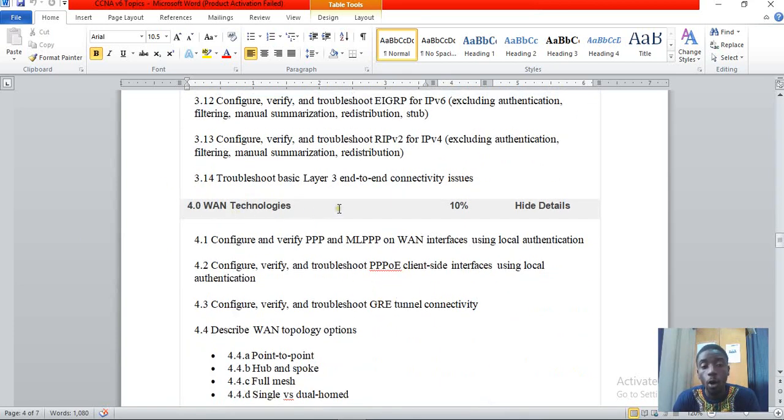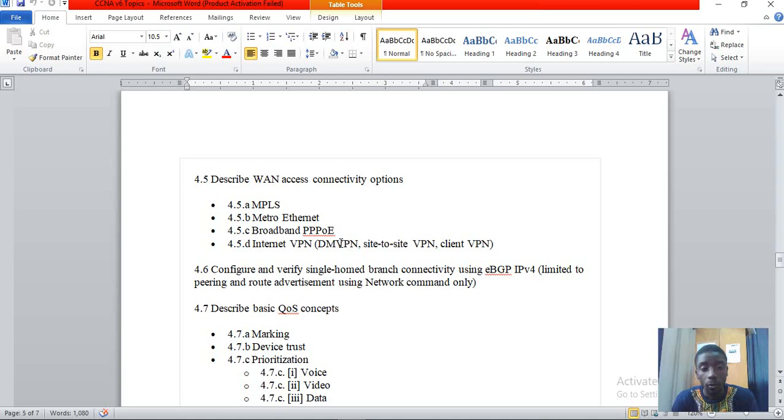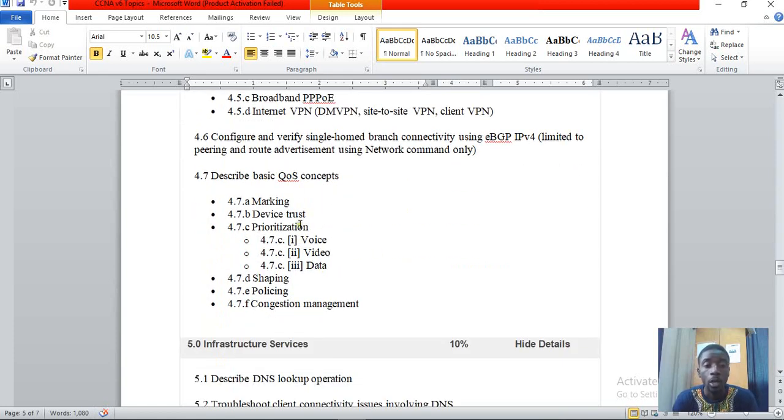We'll also have WAN technologies that we'll talk about. That is, we'll talk about PPP, point-to-point protocol, MPLS, MLPPP, and WAN interfaces. We'll also talk about PPPoE. We'll discuss GRE, and we'll also talk about VPNs here before we finish. MPLS is also discussed in our CCNA here. So all these are topics that we have to cover.